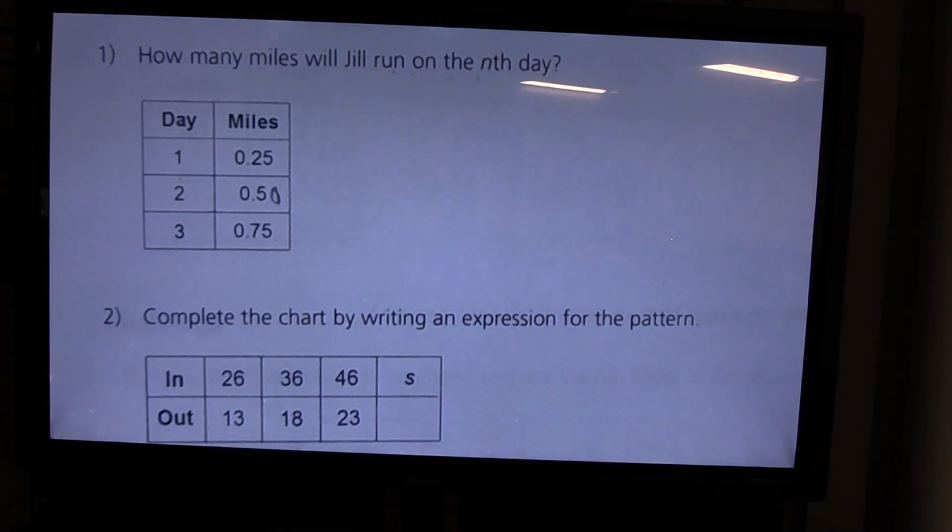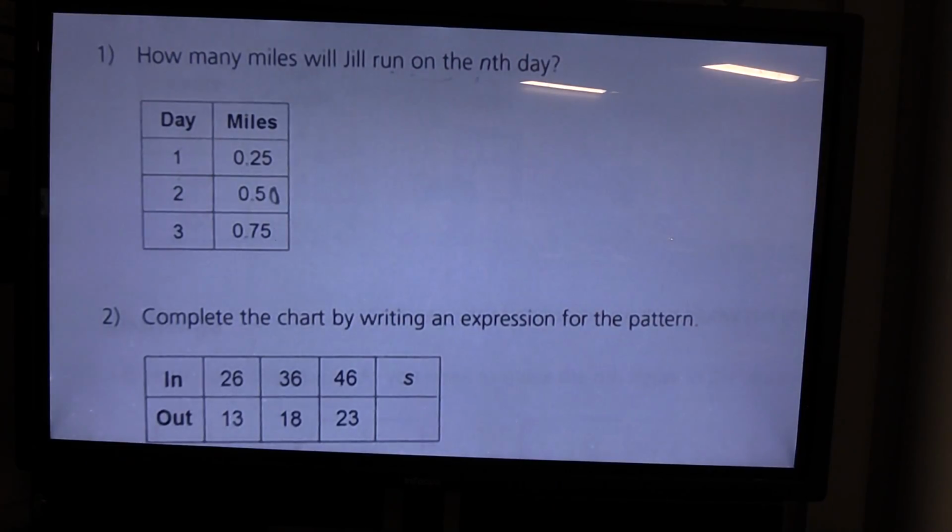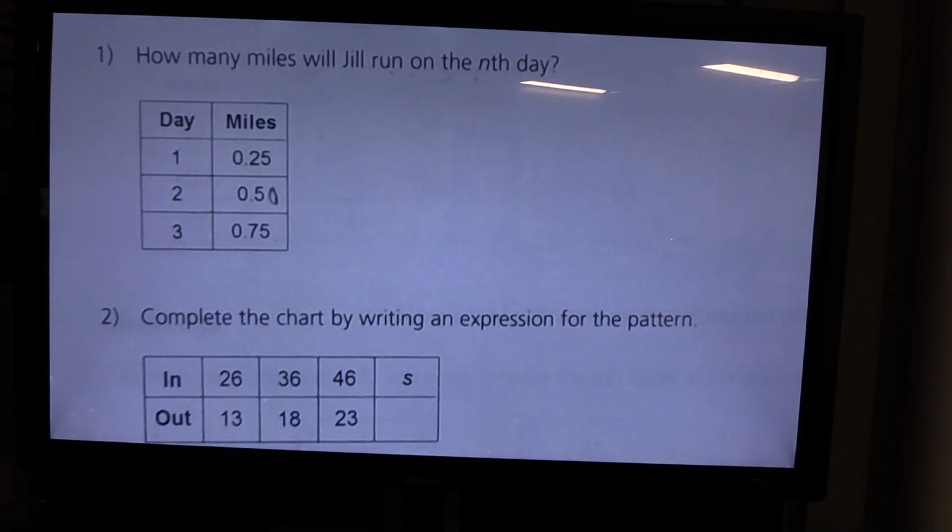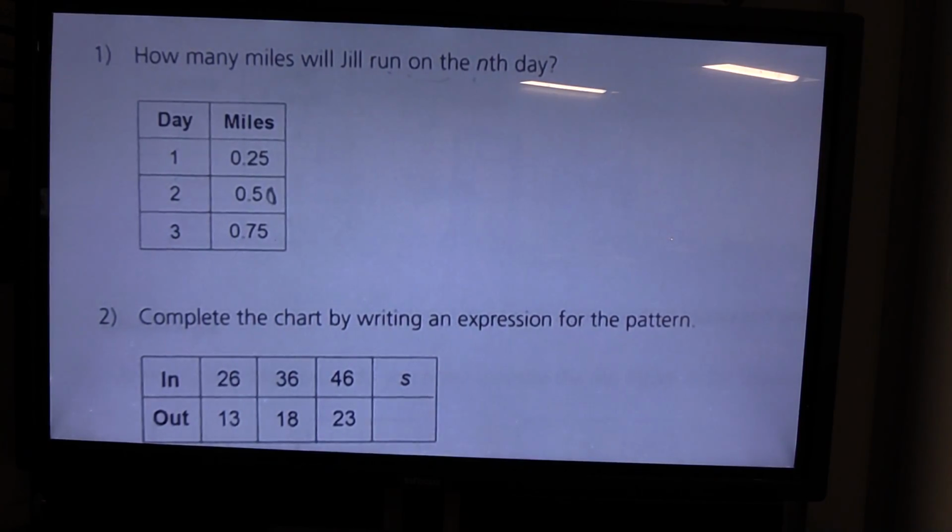Well, you know that if it's going up by 25 hundredths each day, then on the fourth day she's going to walk 1 mile. So on how many days it is, you can see how many times the 4 will go into it, and then you have how many whole miles she walks. So you're saying in 4 days she goes 1 whole mile. Okay, so you could say like on 8 days, 2 miles, and so on.